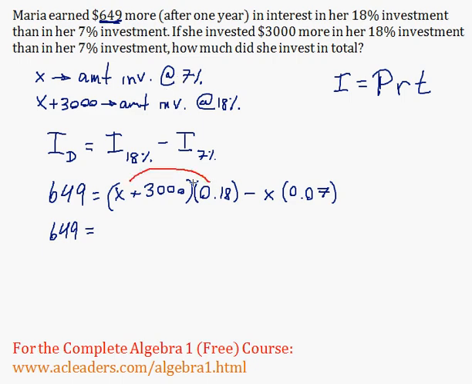So let me just distribute the 0.18. So 0.18x. X times 0.18, 0.18x. Then 0.18 times 3,000 is 540. And x times 0.07, actually it's negative x, so it will be negative 0.07x.